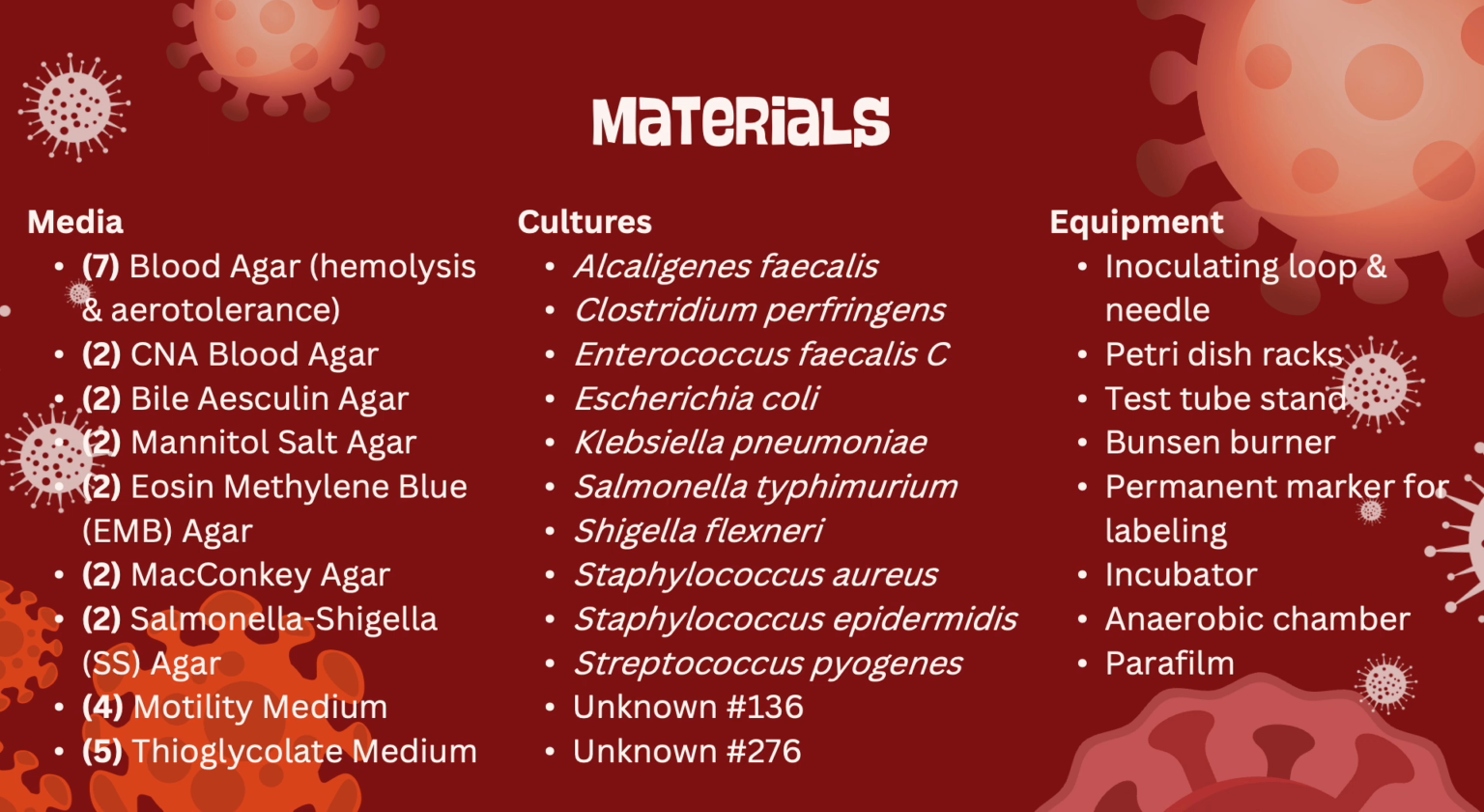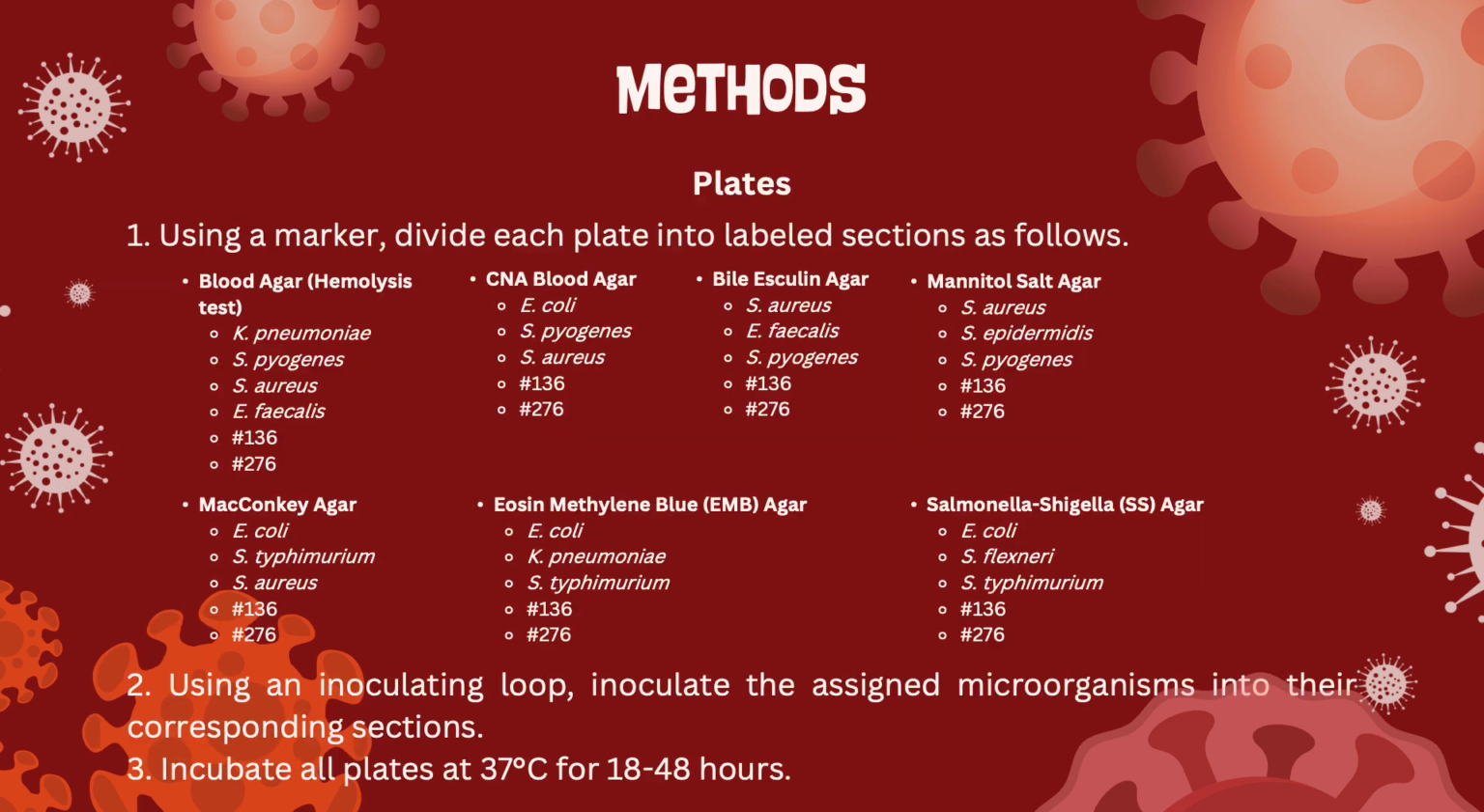For equipment, we used an inoculating loop and needle, Petri dish racks, a test tube stand, a Bunsen burner, permanent marker for labeling, an incubator, an anaerobic chamber, and parafilm.